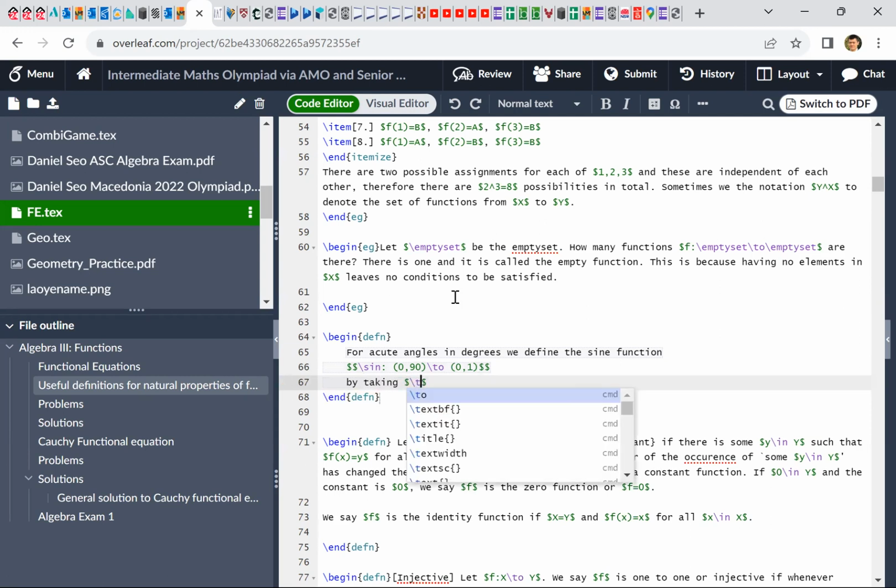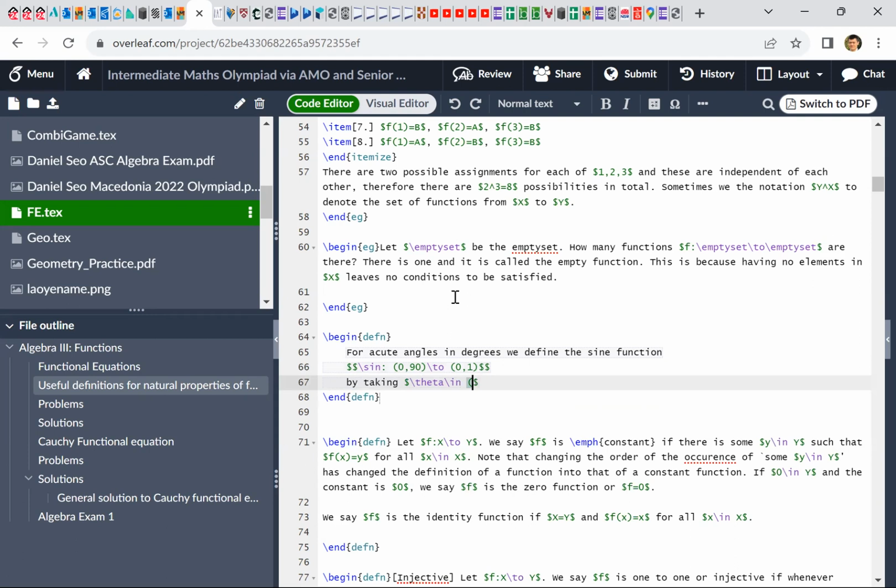Taking theta in the domain, so theta is between 0 and 90, you draw a right triangle with angle theta. Then you calculate opposite over hypotenuse.